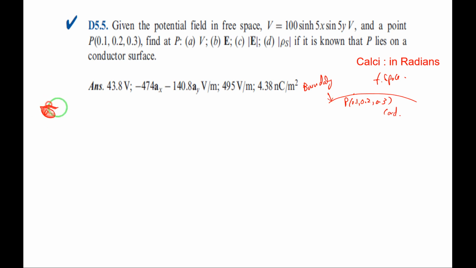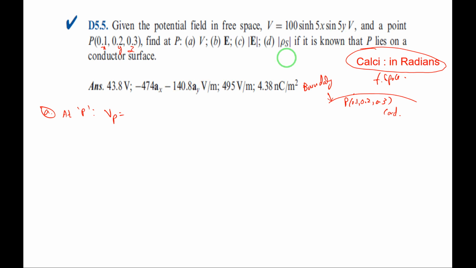Part A, find potential at point P. At point P, what is V? Substitute the value of x, y, z here. Observe, keep your calculator in radians mode, because sine hyperbolic 5x with x equal to 0.1. I have written here just as a hint: keep your calculator in radians mode first before calculation. Yes, I have kept my calculator in radians mode.